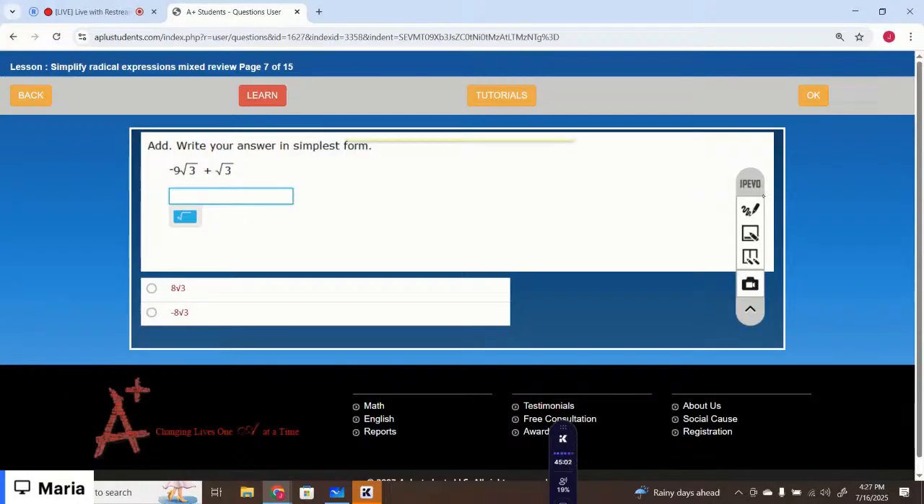Negative 9 square root 3 plus 2 root 3. Option 2 is the correct option, that is negative 7 square root 3. Option number 3 is the correct option.